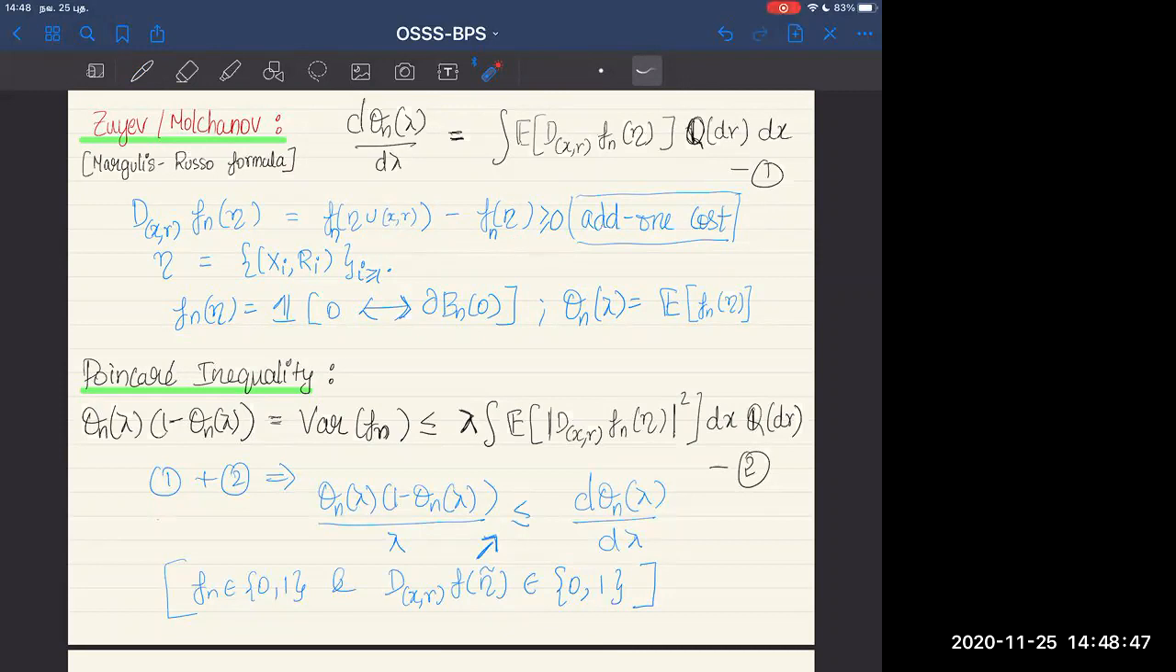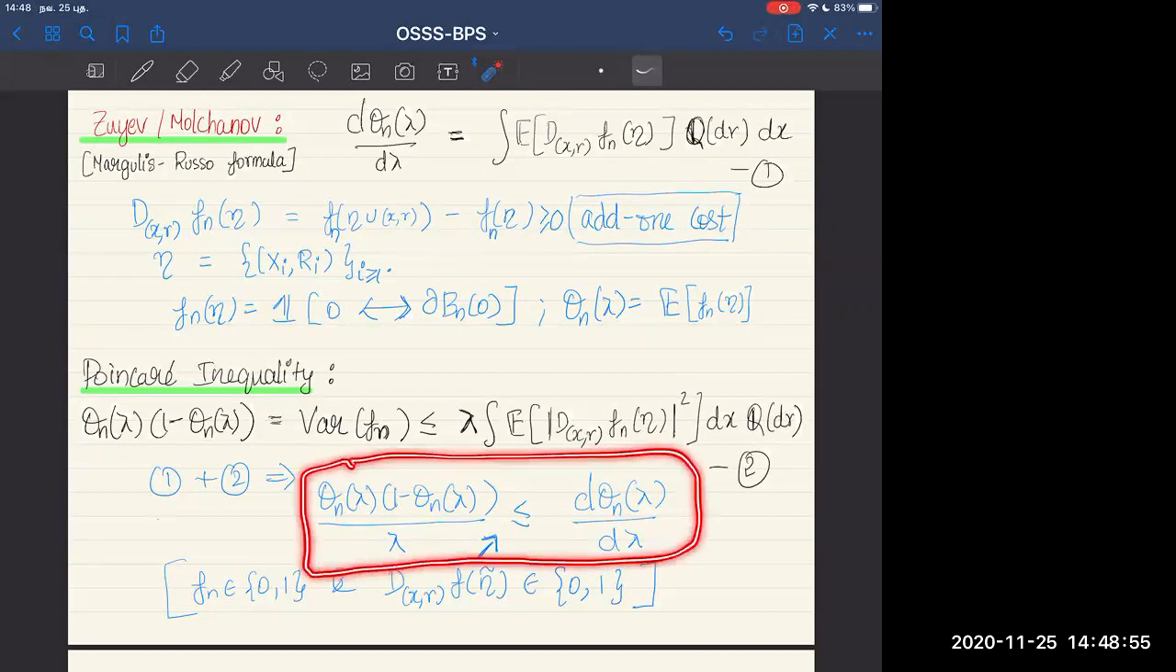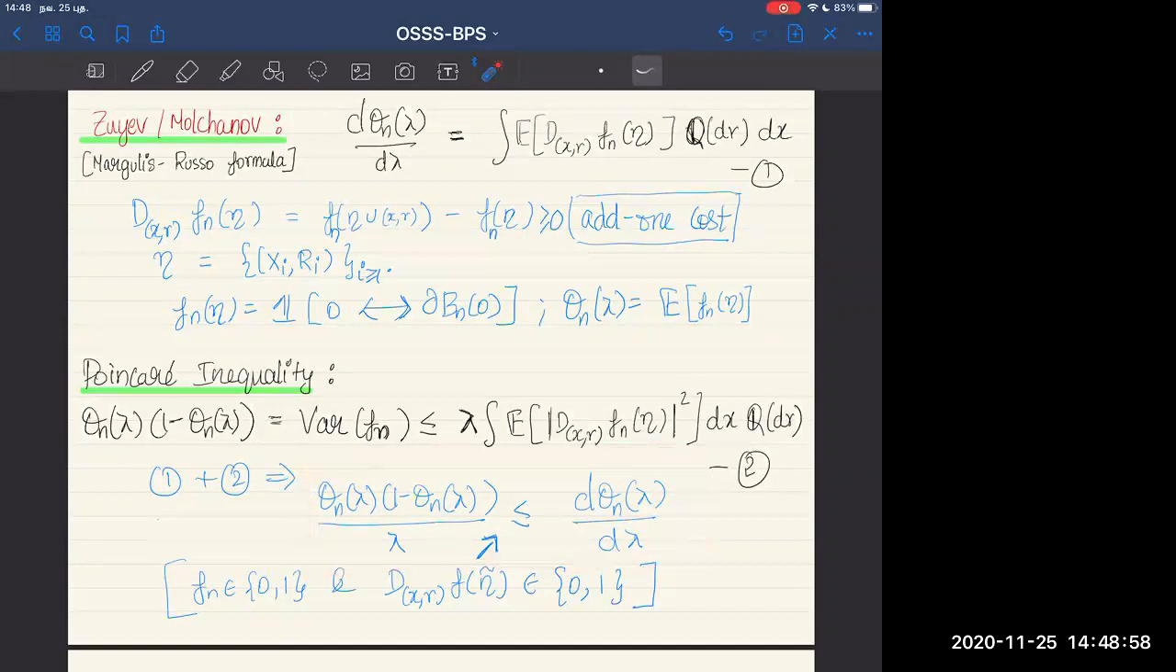So now you can easily combine 1 and 2 and get this inequality. You get this differential inequality: d theta n by d lambda is greater than or equal to this. So I'll just let it be there for a minute.